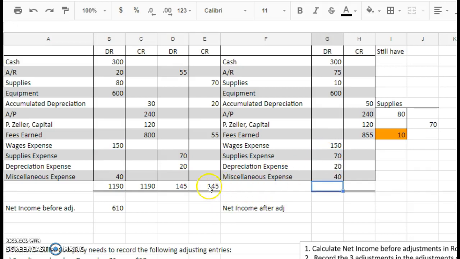So now if I go ahead and add those up, make sure that my debits equal my credits. Now what is my net income after adjustments? 855 minus the 150 minus the 70 minus the 20 minus the 40. My net income now is 575.